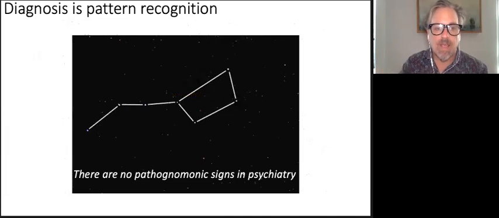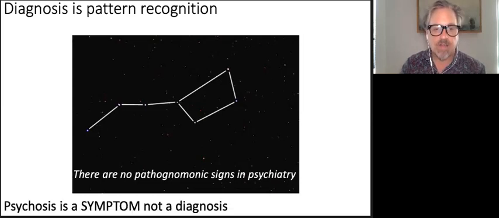Big Dipper. And this, what we call a pathognomonic sign, is a symptom that means if you have that symptom, you have that disease. And unfortunately, in psychiatry, there are no pathognomonic signs. All diagnoses are pattern recognition, and you'll see that's very clear in psychotic disorders. Now, psychosis sometimes is referred to incorrectly as a diagnosis, when in fact it is actually a symptom, and it can be a symptom of many different conditions.